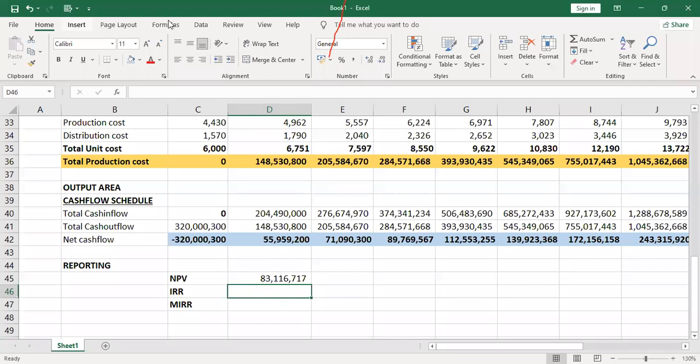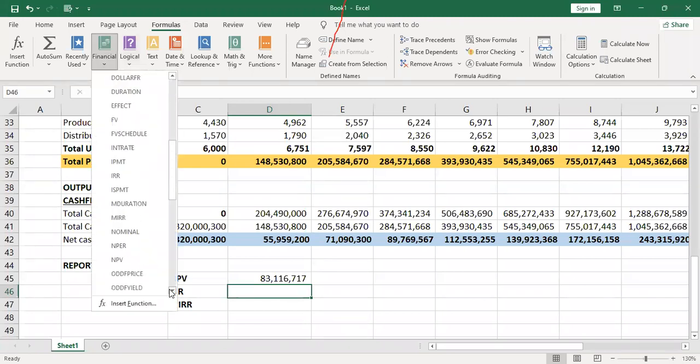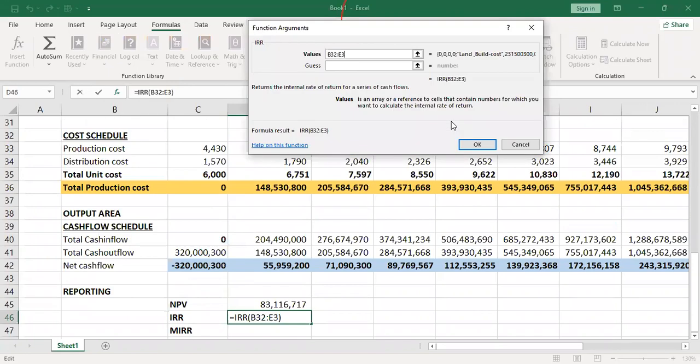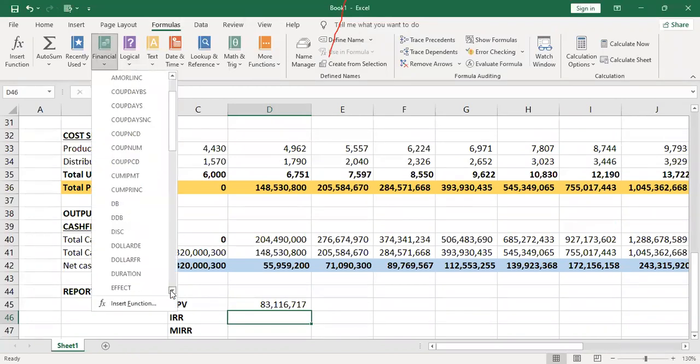So click on formulas, financial, and then look for IRR. Formulas, financial, IRR, and then values.